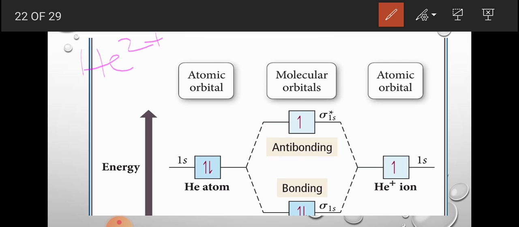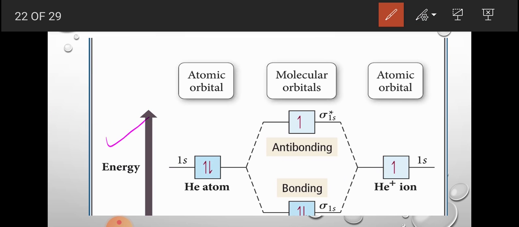What will be the bond order? 2 minus 2 by 2 is equal to 0. Okay, and 0 indicates that a molecule having 0 bond order does not exist. So He2 does not exist. He2 will not exist because its bond order will come 0. Now let's see for the He2 plus ion.